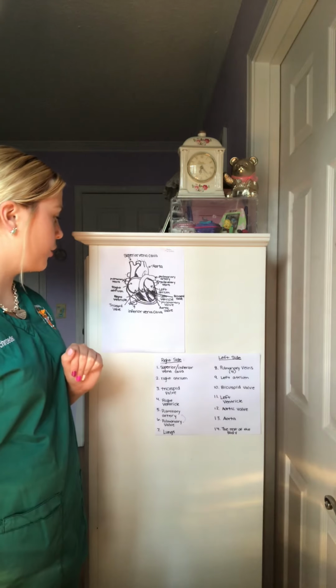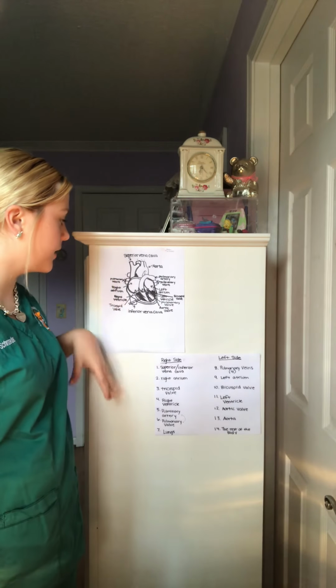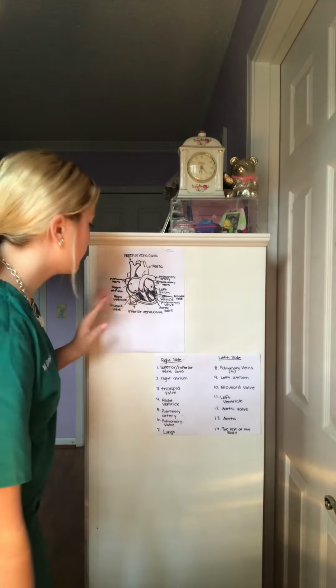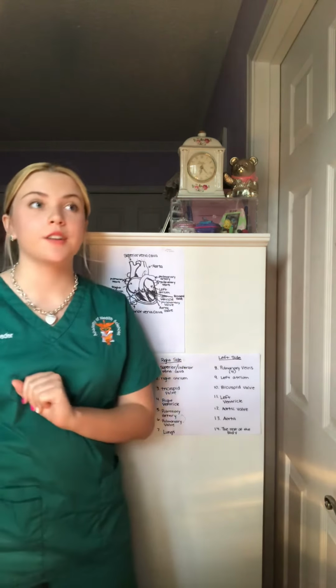Once it goes through your ventricle, let's see. Oh, your tricuspid and your bicuspid valve. A way to remember it is like when you go to the store and you want to buy something, you try it on first. So your tricuspid valve comes before your bicuspid valve because you try it before you buy.